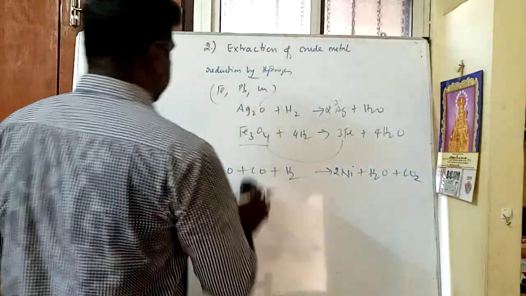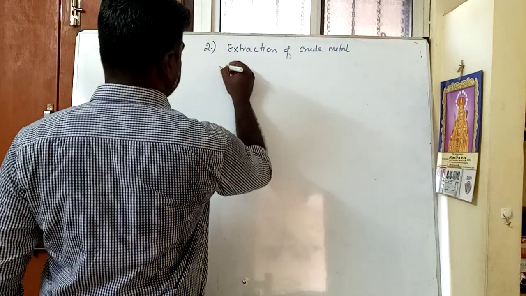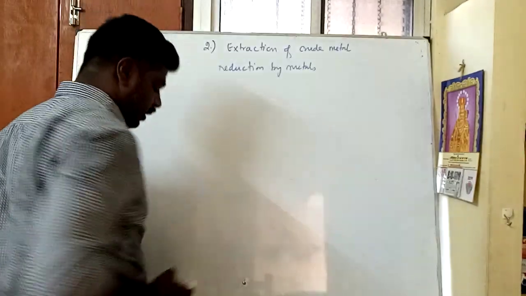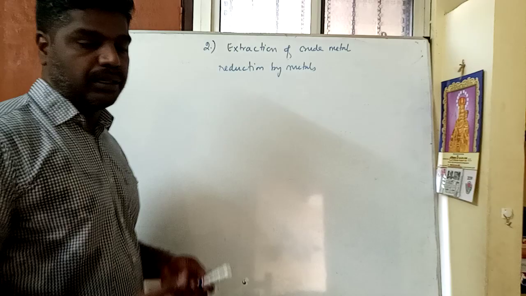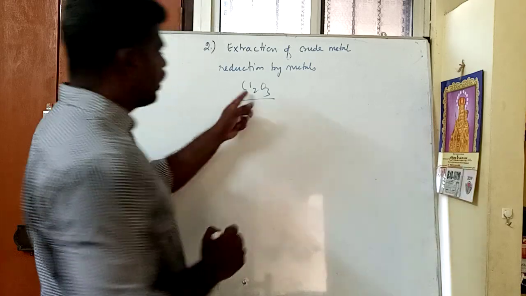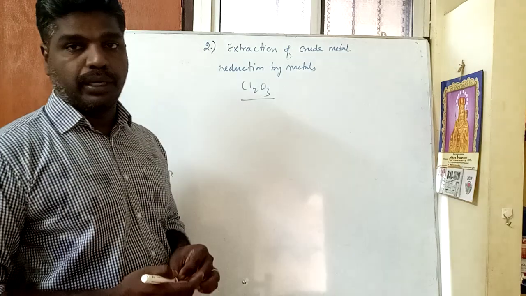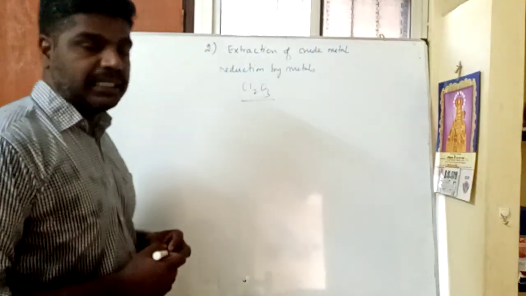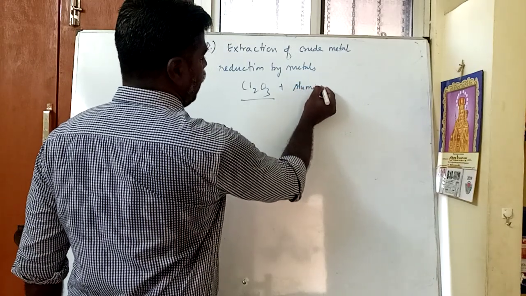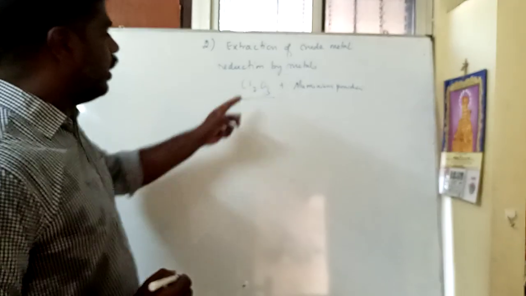Next, the third and last method: we can use reduction by metals. For example, let us take chromic oxide, Cr2O3. Here the metal oxide should be reduced to metal. This process does not take place by an electrolytic method. To reduce this metal oxide to metal, I am adding aluminum powder. This process is called the aluminothermic process.